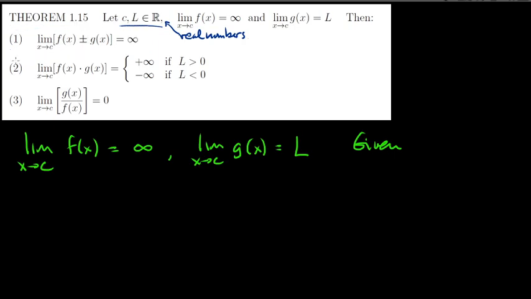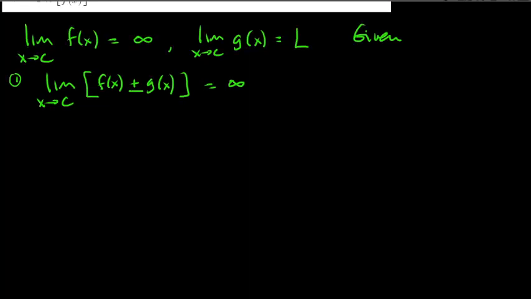Okay? So yeah, the first statement: we're taking the limit as x approaches c of f of x plus g of x, then that also has to be infinity. Or if we take f of x minus g of x, again, we still get infinity. Okay. So yeah, here's a good example of that.